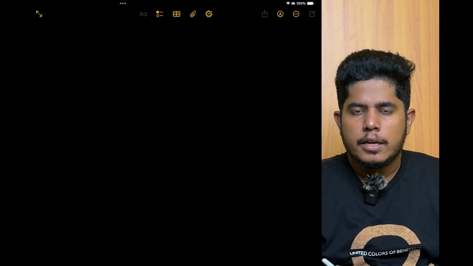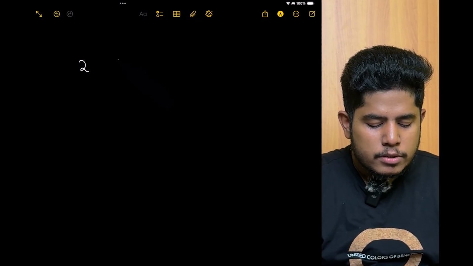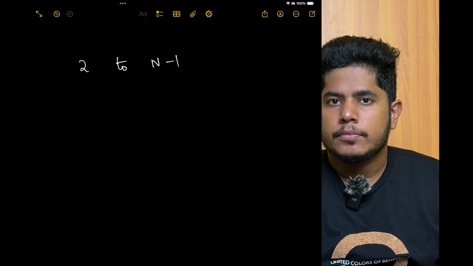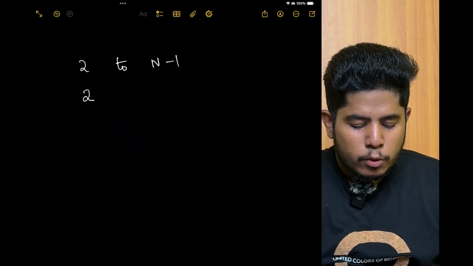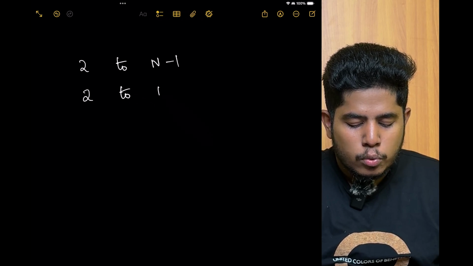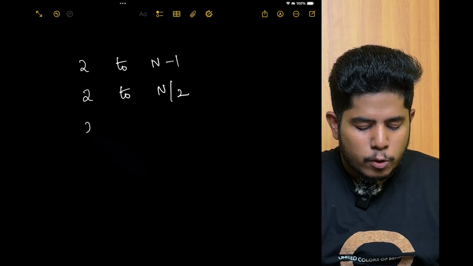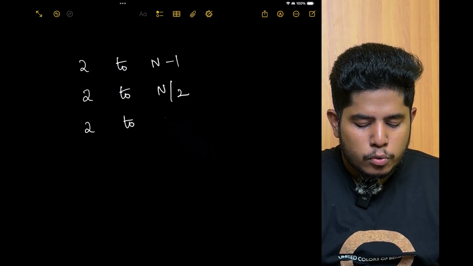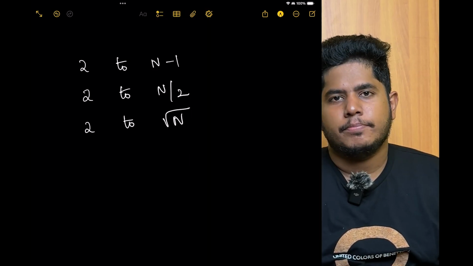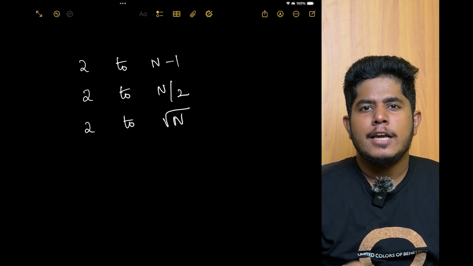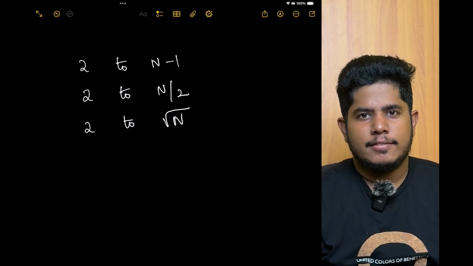In the first technique, we were taking all the numbers right from 2 to n minus 1 and we were checking. In the second approach, we were checking between 2 to n divided by 2. In our last approach, we were checking from 2 to square root of n. And in this episode, we will try optimizing it much better.